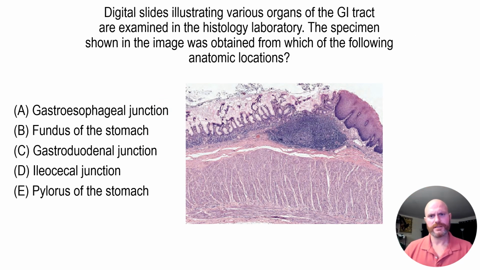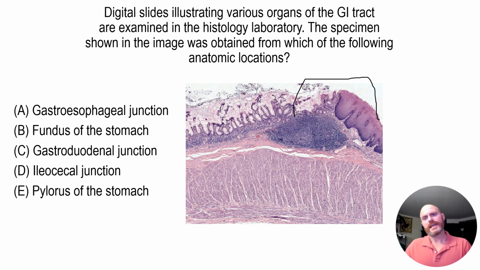Here we have another question asking us to identify the location of the GI tract based on the histology. In the image we see below, one thing jumps out at us right away, and that is that there is a marked epithelial change that occurs over on the right-hand side of the image. And what we see on the right-hand portion is that we start off with stratified squamous epithelium, and as we move to the left, the epithelium changes to simple columnar.